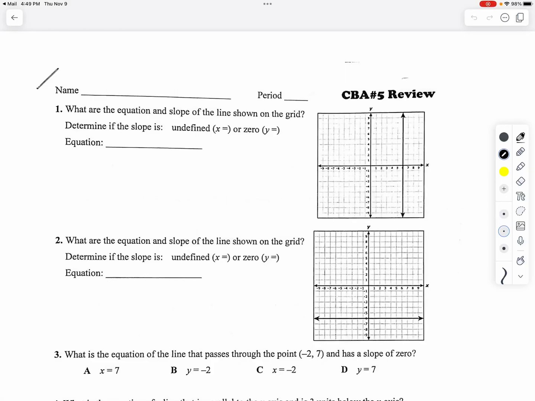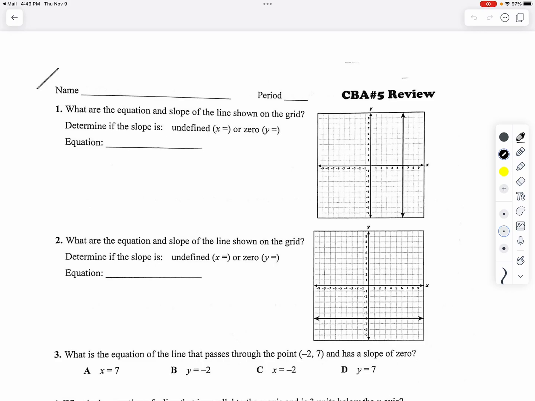All right, guys, we're going to go through the CBA 5 review. We went through it in class, or tried to, but this is me actually working it out, and I'm going to do the best I can with it. You need to pay attention to what each question is asking you.